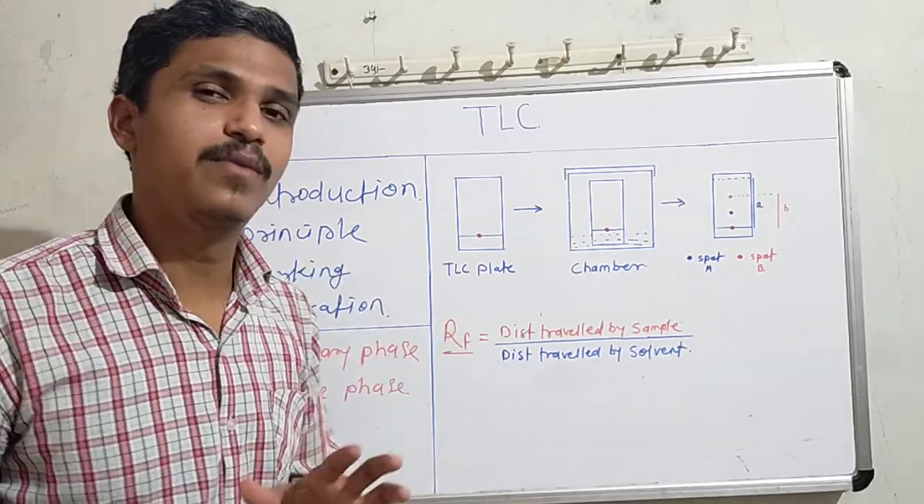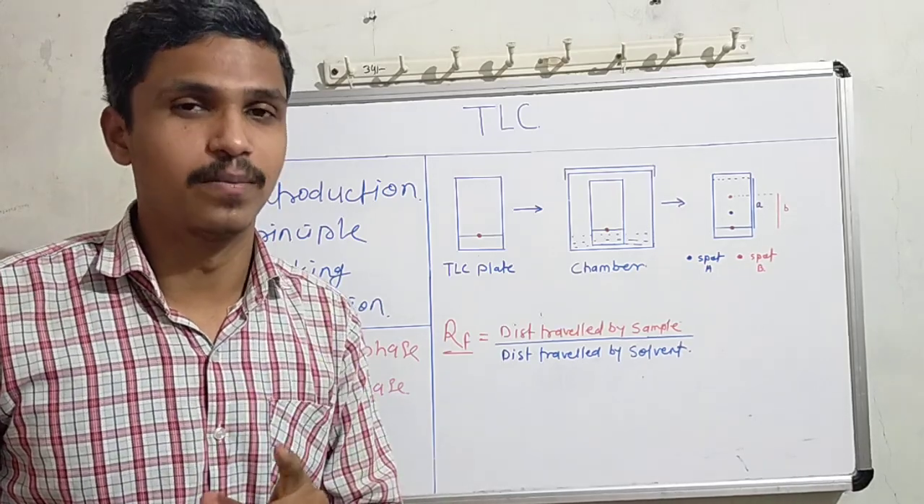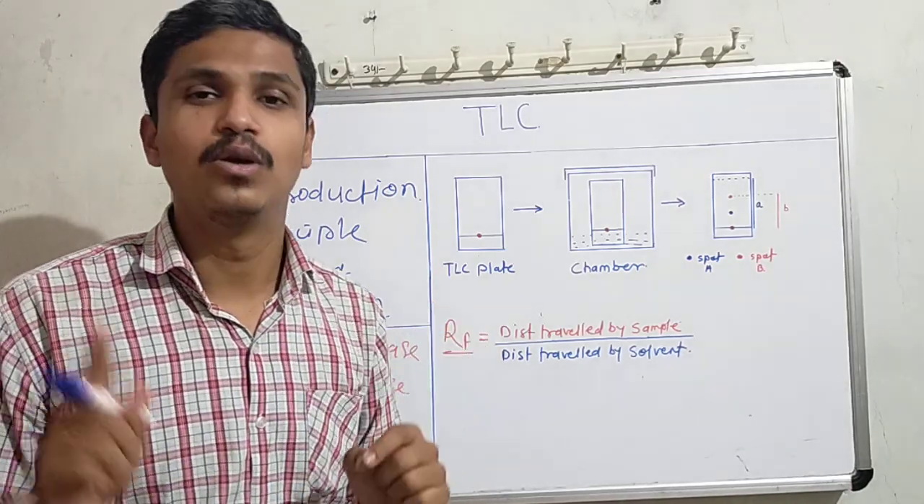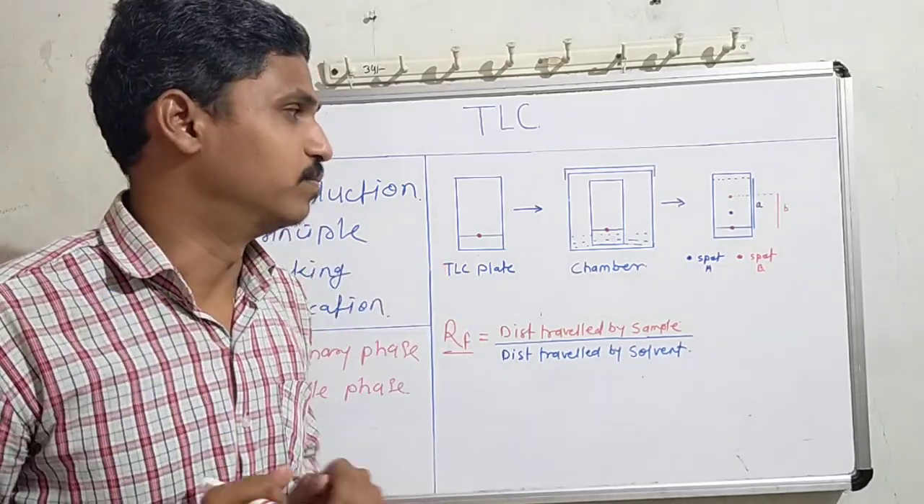Okay, but keep in mind very well, this RF value is never greater than 1. It ranges from 0 to 1. Keep it in mind very well. It is not more than 1.